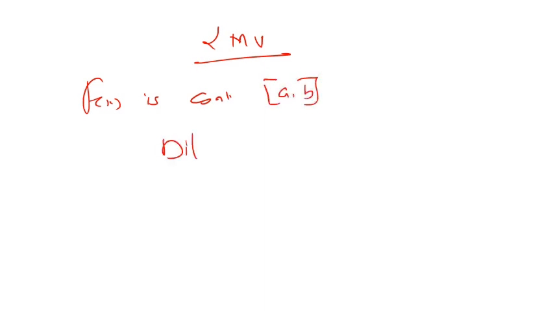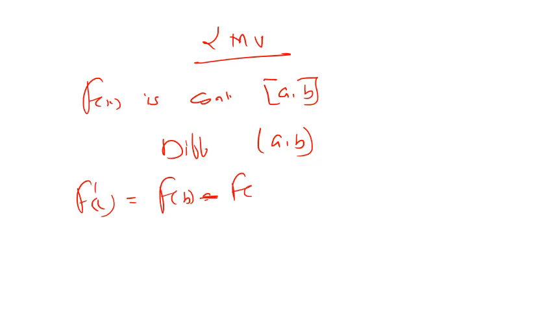Now, Lagrange's mean value theorem. F of x is continuous in closed interval [a, b], differentiable in open interval (a, b). Then there is a c in open interval (a, b) such that f dash c is equal to f of b minus f of a by b minus a. This is called Lagrange's mean value theorem. C should be in between open interval a and b. The remaining problem I will do later on.